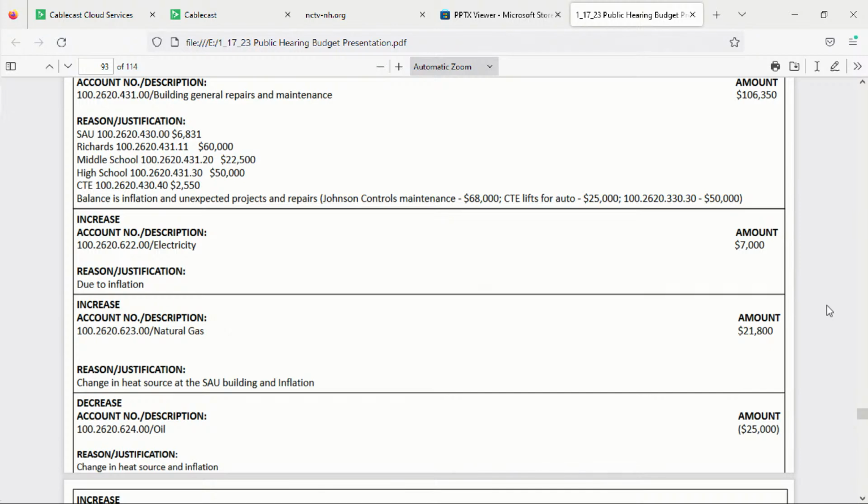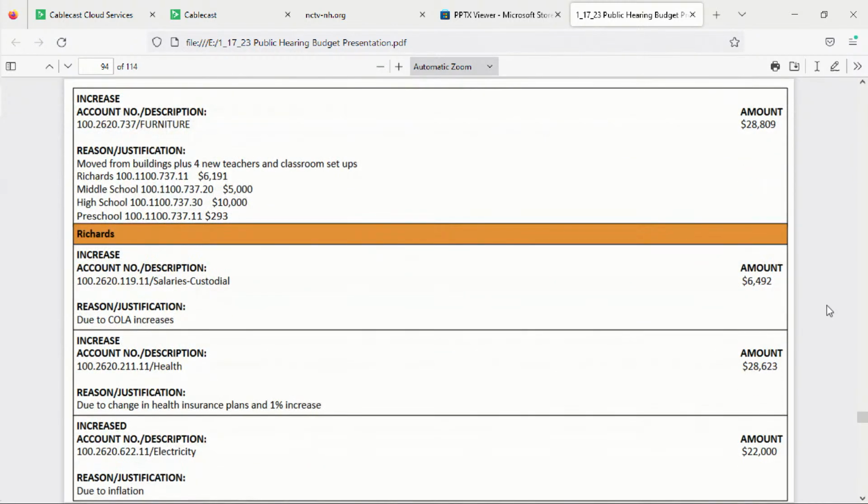Let's see, furniture. Again, I took everyone's furniture money, and you can see it broke out per building: Richards, middle school, high school, and preschool. And then we just basically pulled it all into one line into facilities, and that came out to $28,809.